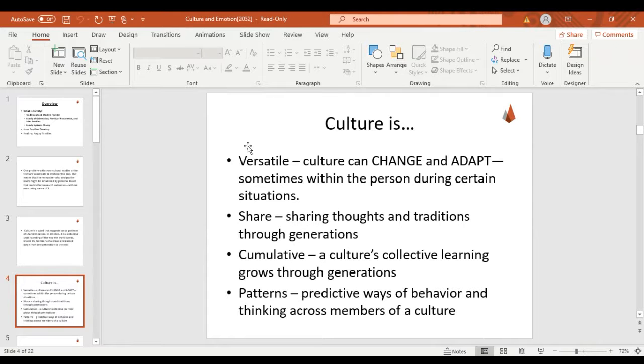There are also patterns, predictive ways of behavior and thinking across members of a culture. So what I was saying before, if you come from a collectivistic culture, family, love of family and care of family is so important. In fact, when you describe emotions in collectivistic cultures, it's often how it relates to the family unit versus the individual itself. And so this is a way in which we can see the different patterns of different cultures.